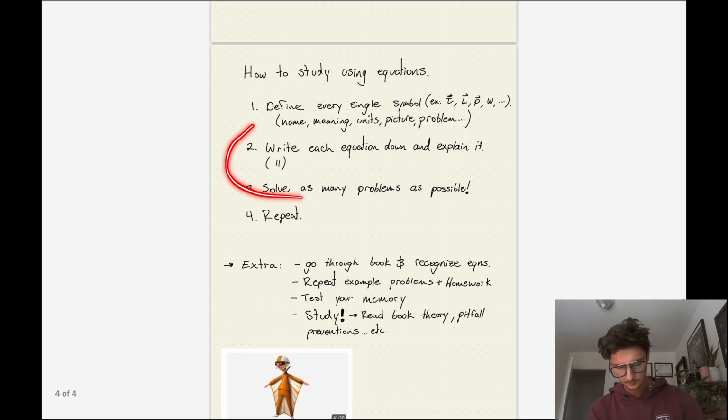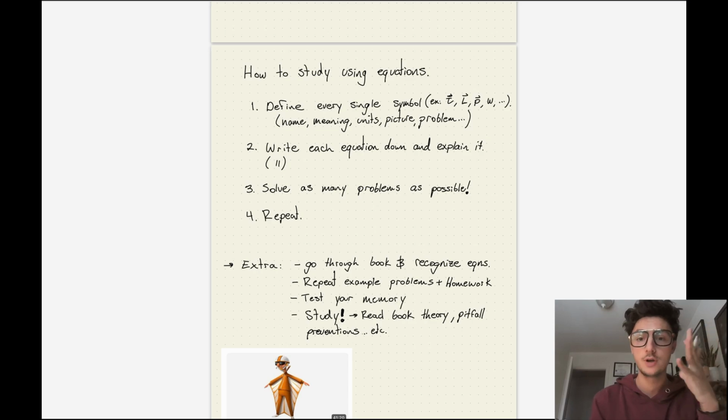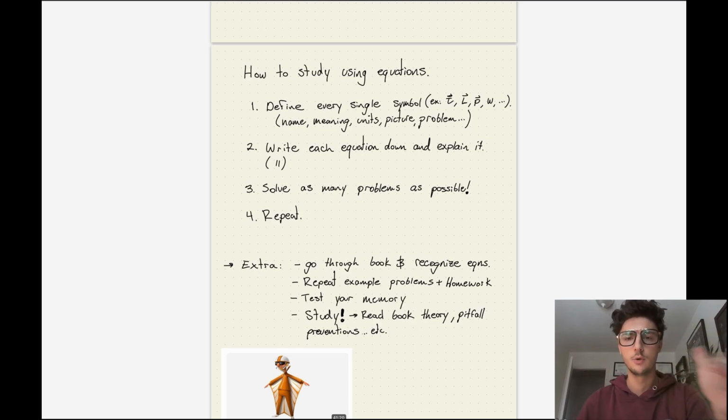Let's check number 2. Write each equation down and explain it. And then I wrote this thing here, explain the name of the equation. Does the equation have a name? It most likely does. If it doesn't, give it a name. Say this is the equation that talks about blank. Name the equation and get comfortable with it and try to remember it fully.